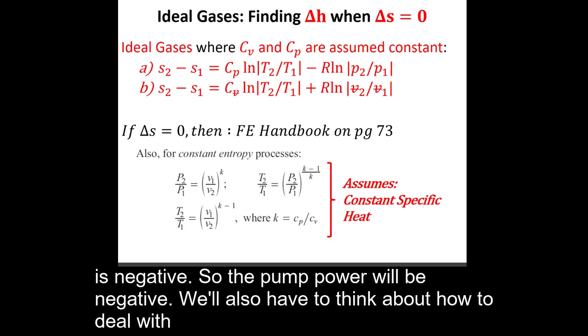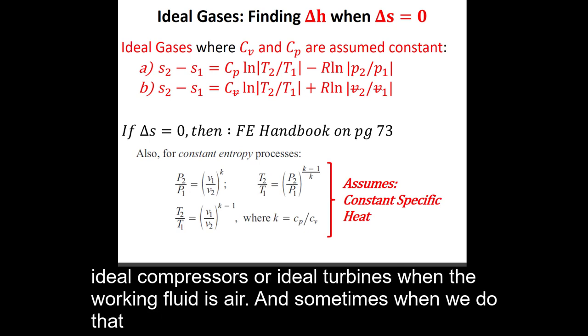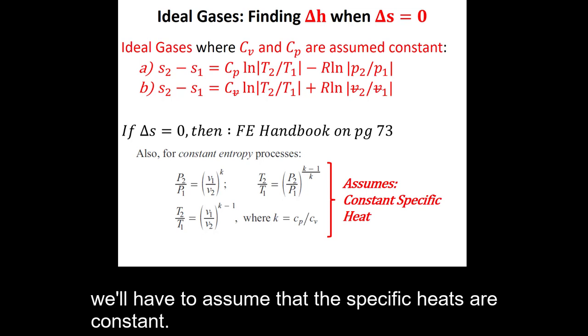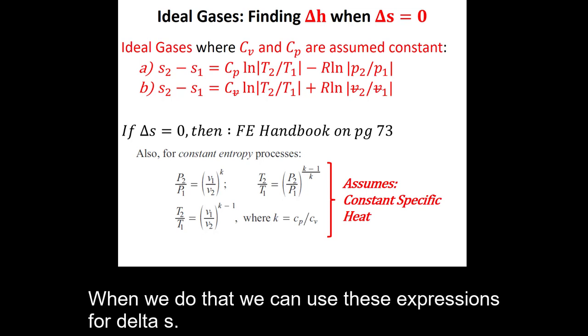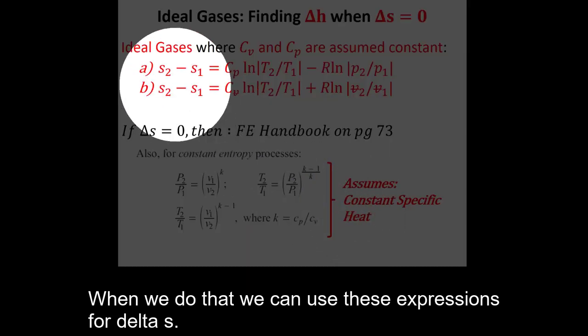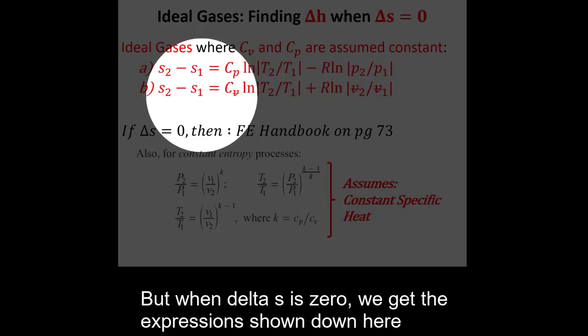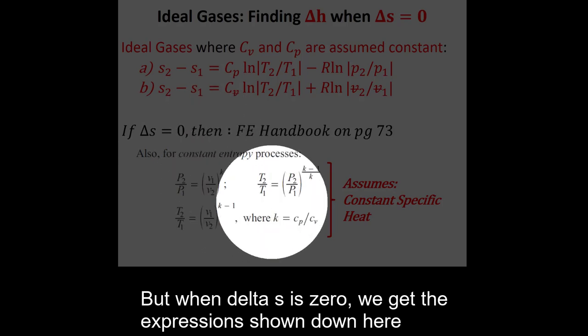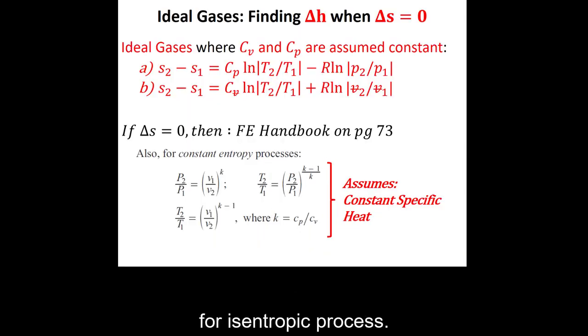We'll also have to think about how to deal with ideal compressors or ideal turbines when the working fluid is air. And sometimes when we do that, we'll have to assume that the specific heats are constant. When we do that, we can use these expressions for delta S, but when delta S is 0, we get the expressions shown down here for isentropic processes.